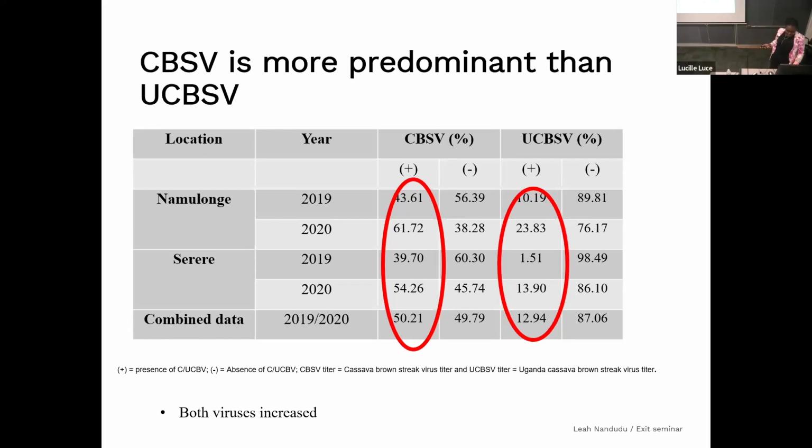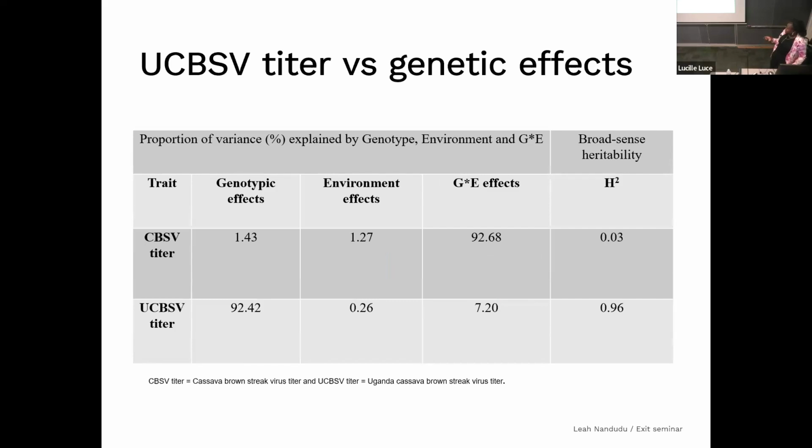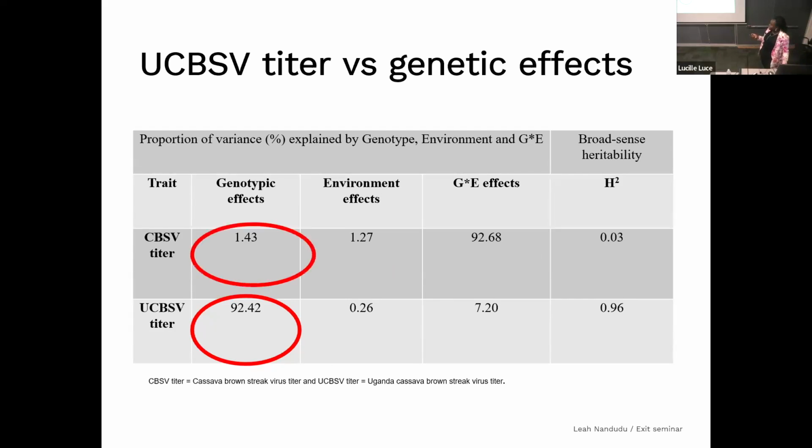We also wanted to find out, is virus titer due to genetics, environment, or genotype by environment interactions? You can see that UCBSV, despite not being very prevalent in the population, is highly due to genetics. But for CBSV, which is more predominant, very little of it is due to genetics, from what we're observing. But when we look at genotype by environment interaction, you can see CBSV has high G by E, while UCBSV has low G by E.